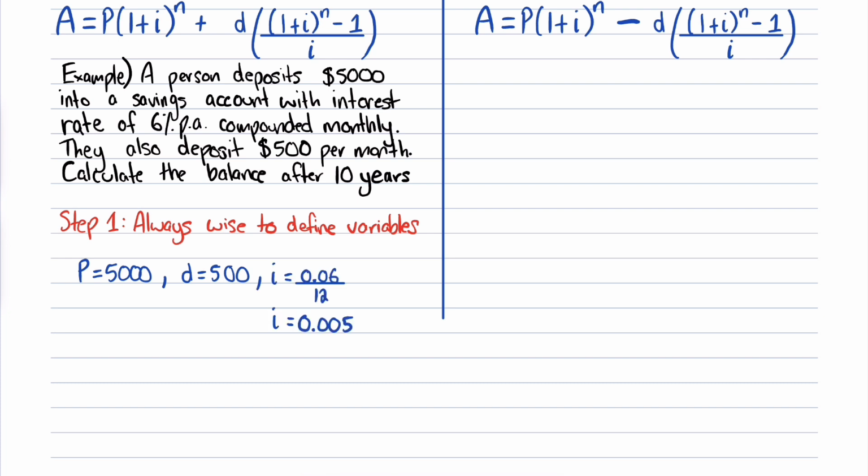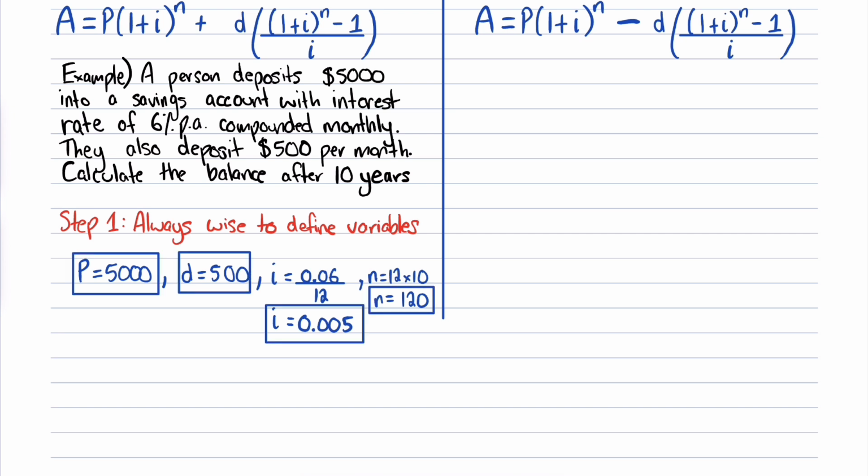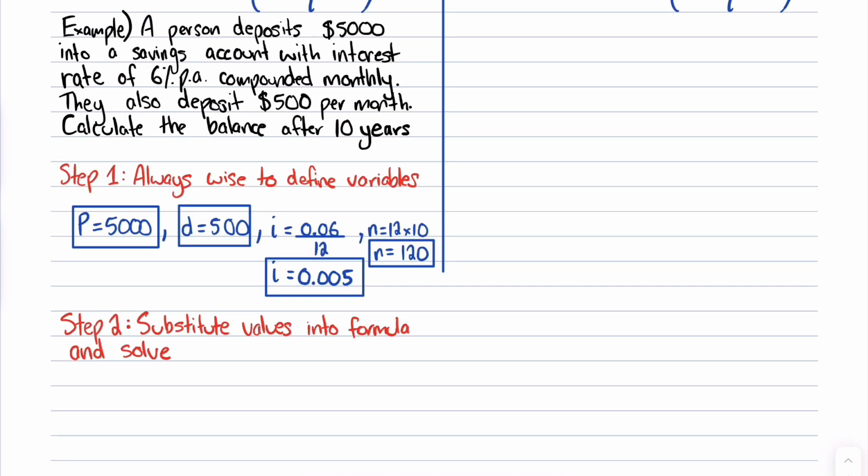I is always the interest rate as a decimal per compounding period. And then N is the total number of payments made. So because it's a 10-year investment, and we're making monthly payments, 12 times 10 is 120. Now that we've defined our variables, we're ready to plug them all into the formula and just solve. So we're going to plug all of that in.